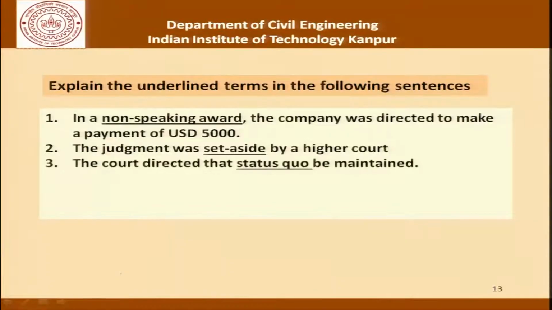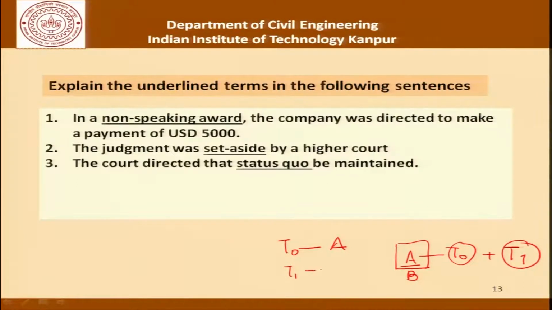The third sentence that I have for you is that the court directed that status quo be maintained. What is status quo? Status quo means the situation as it is. Suppose there is a dispute about a house, and A was living in this house till a point T0. A goes out somewhere, and when he comes back after, let's say, T1, he finds that B is living in this house. So at time T0, A is the occupant of the house. At a time after T1, B is the occupant of the house. Something happened between T0 and T1, and the occupation changed from A to B.